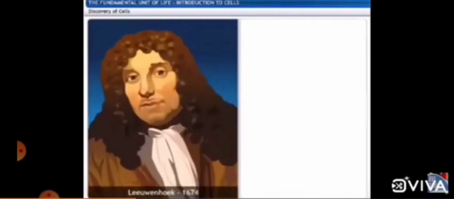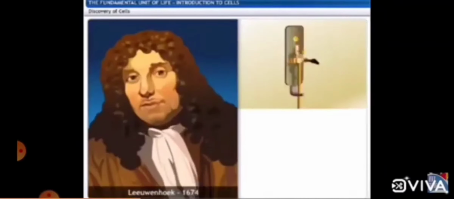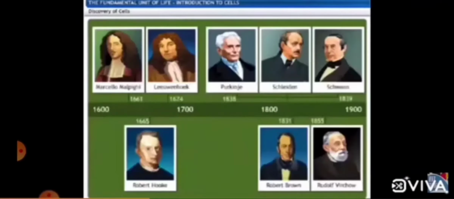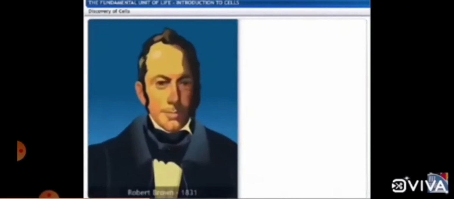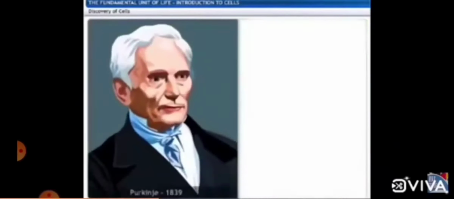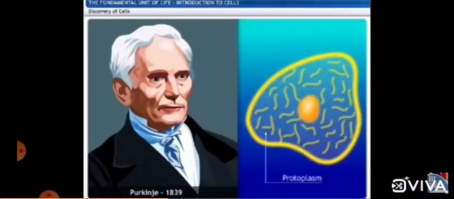Leeuwenhoek in 1674, with the help of an improved microscope, discovered a free living cell in pond water for the first time. Robert Brown in 1831 discovered the nucleus in the cell. Purkinje in 1839 coined the term protoplasm for the fluid substance of the cell.